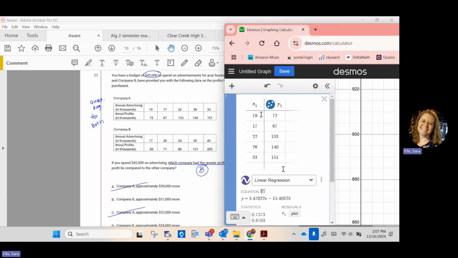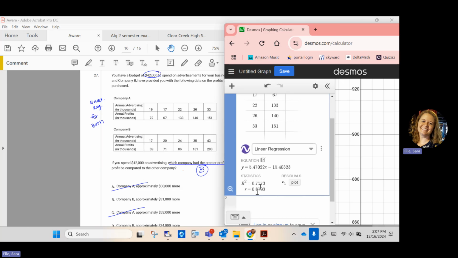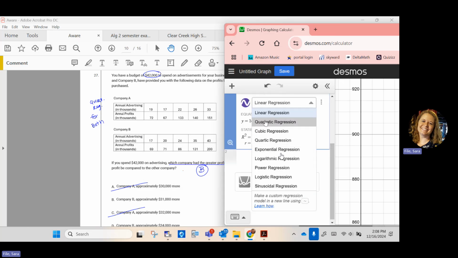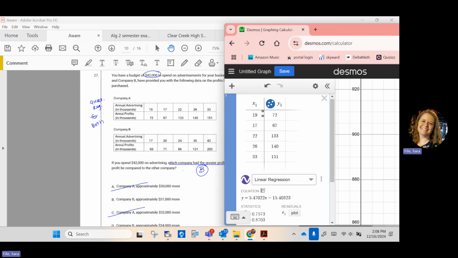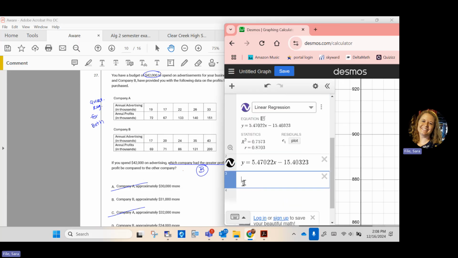Do I have any typos or is this good? 17, 22, 26, 33, 72, 67, 133, 151. Okay, it's only 0.7573. And when you choose quadratic, it's 0.9208. So definitely quadratic is the better fit. So that's what we should be using for this one. But when we do that, there's no correct answer choice here. But if you do it with linear and you write these equations, now I'll do company B.